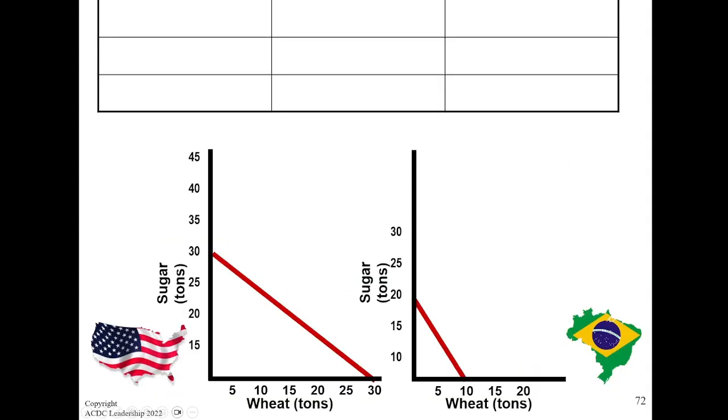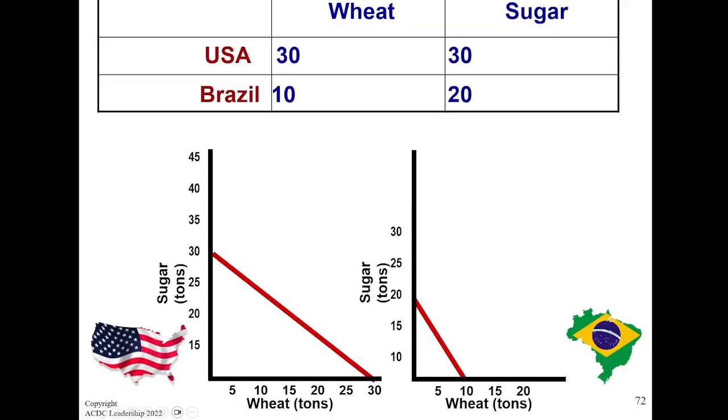So if we think about the US versus Brazil, in sugar versus wheat, the US has the absolute advantage in both. But in order to produce 1 sugar, the US has to give up 1 wheat, as we can see from our line here, it's linear. But Brazil, in order to produce 1 sugar, only has to give up half of a wheat.